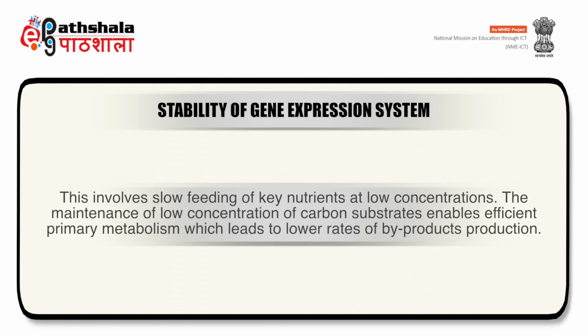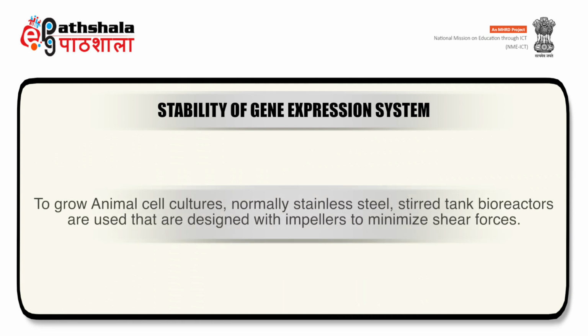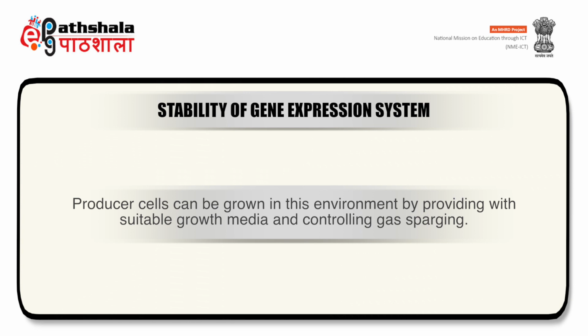The maintenance of low concentration of carbon substrates enables efficient primary metabolism, which leads to lower rates of byproduct production. This results in a longer productive state of cells over extended time periods. Fed batch cultures are mainly used to get higher yields using this strategy. To grow animal cell cultures, normally stainless steel stirred tank bioreactors are used that are designed with impellers to minimize shear forces. Producer cells can be grown in this environment by providing suitable growth media and controlling gas sparging.